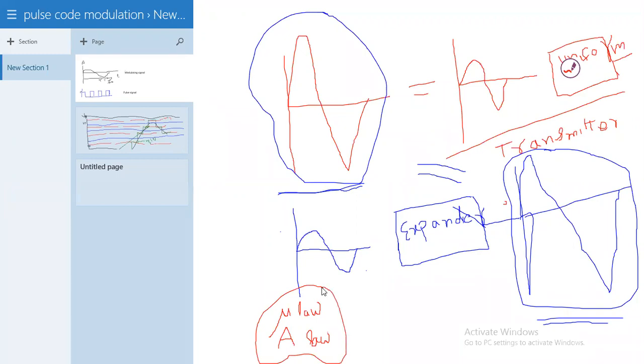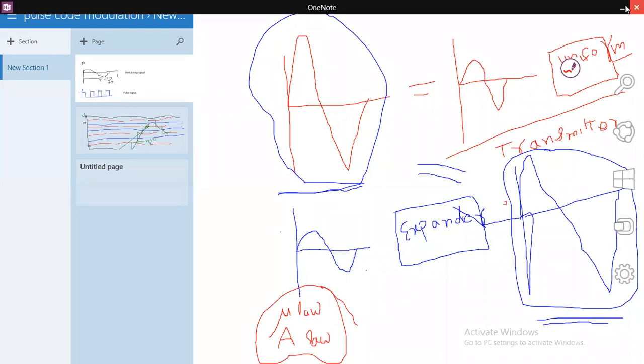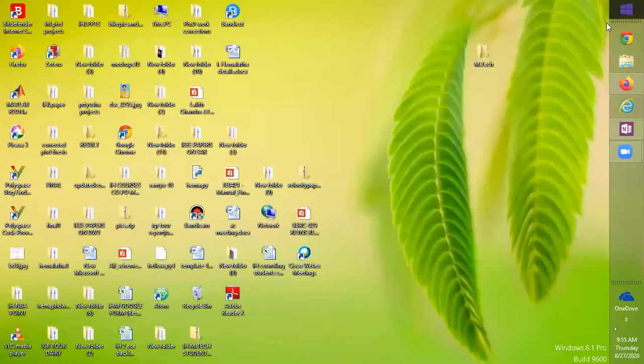So there are two types of compounding. One is Mueller compounding, another one is Euler compounding. Okay, so next class we will discuss Mueller compounding and Euler compounding.